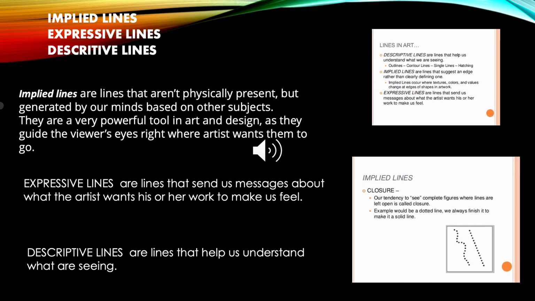Implying lines, expressive lines, and descriptive lines. Implying lines are lines that are not physically present but generated by our mind based on other subjects. Expressive lines are lines that send us messages about what the artist wants his or her work to make us feel. Descriptive lines are lines that help us understand what we are seeing.